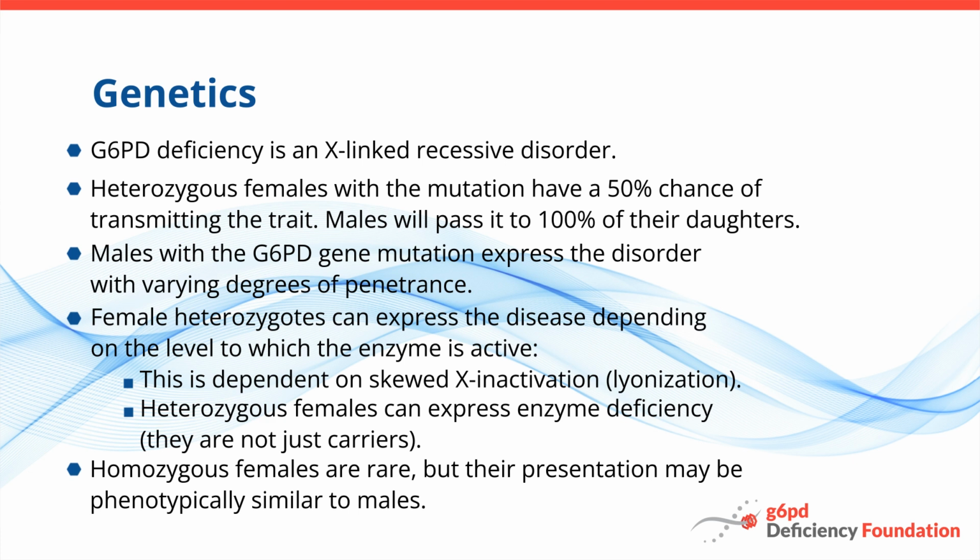A female can have two affected X chromosomes, also known as homozygous for G6PD deficiency. For those women, the disease will manifest like males with this enzyme mutation.